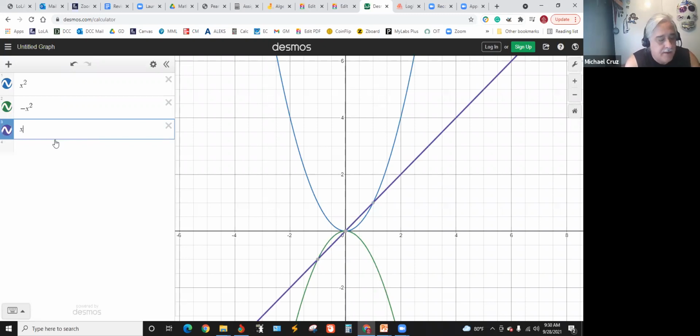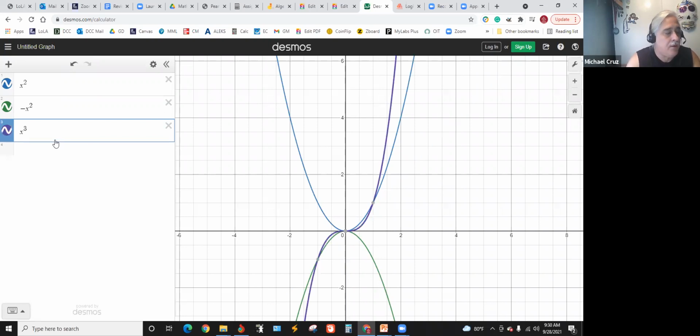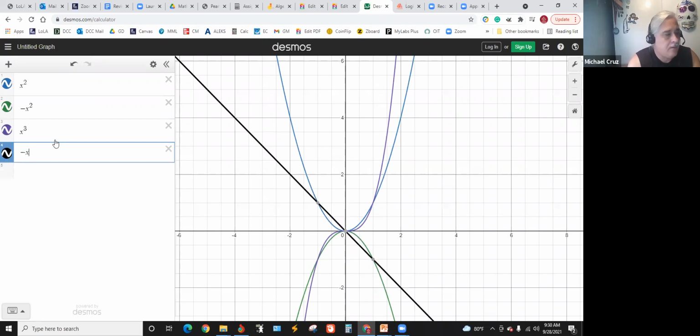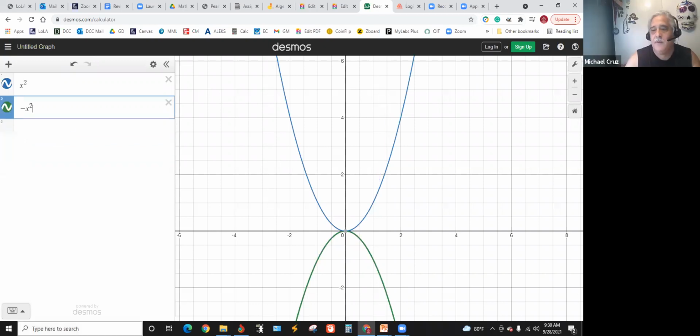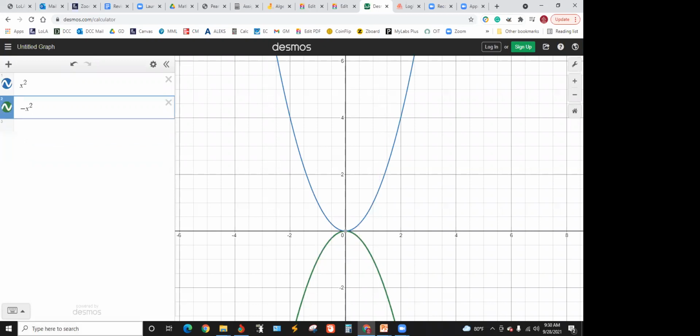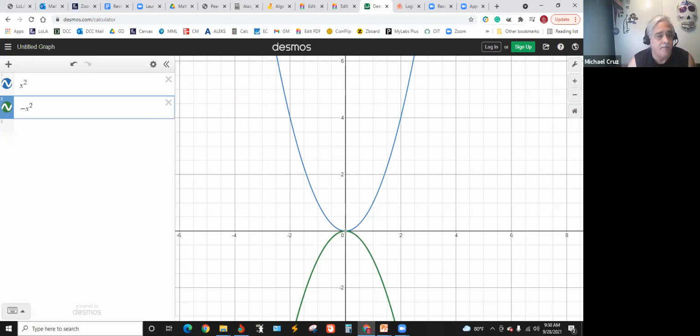Now let's say we got x cubed. You said it's the shift on the x-axis, so it's not the reflection. Well, that is a reflection, isn't it? It's just that it's a mirror on the x-axis. Okay. See that? So the negative sign on the outside of the function reflects across the x-axis.